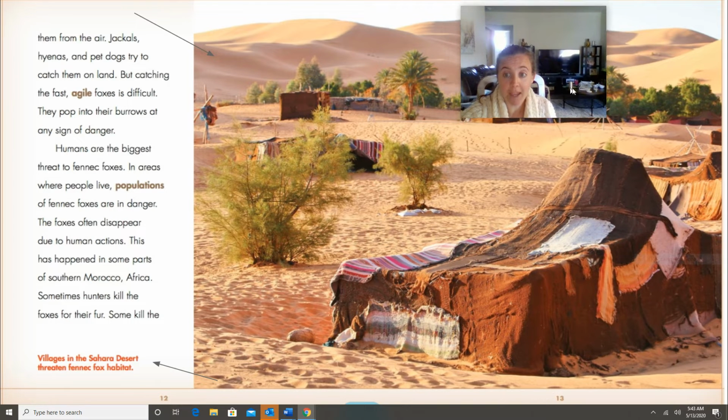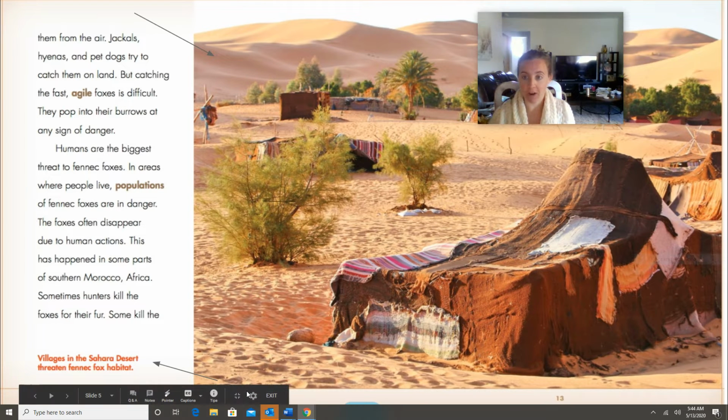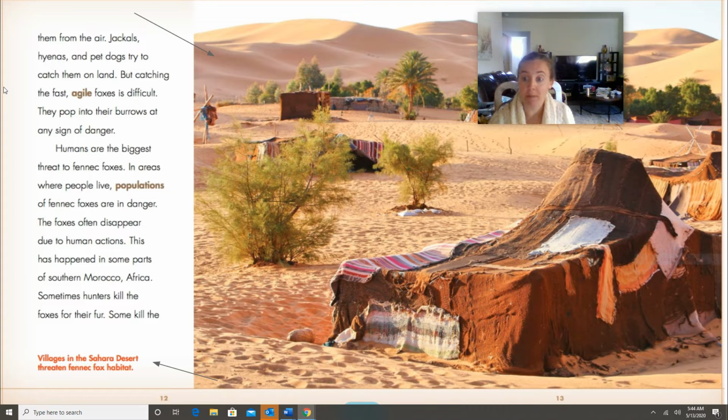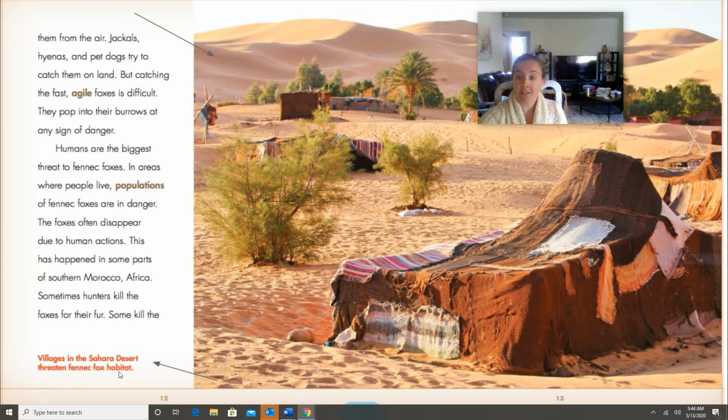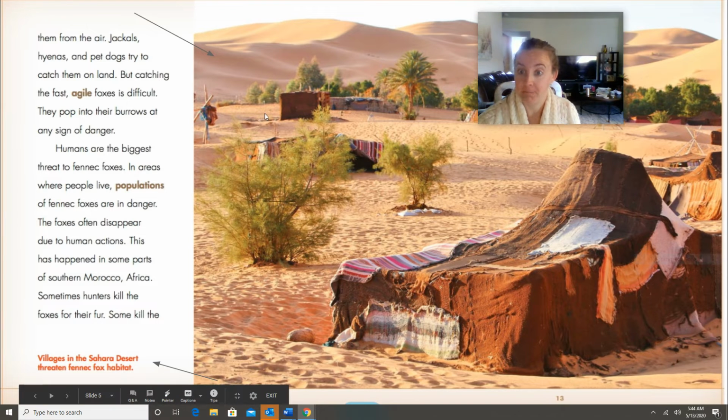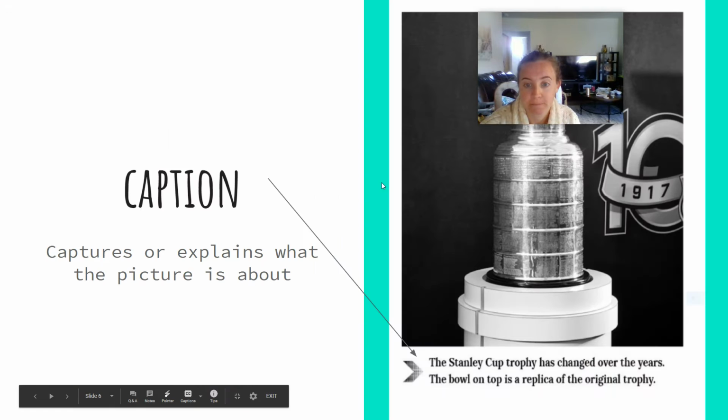The next thing that we have here is a photograph. I didn't title this slide because the picture was so large and I didn't want to take away from it. This is from a Fennec Fox book, okay? If we want to learn more about a photograph, we always go to the caption, and that will be explained in the next slide. I'll read the caption to you. It says, "Villages in the Sahara Desert threaten Fennec Fox habitat." Interesting. What a pretty picture.